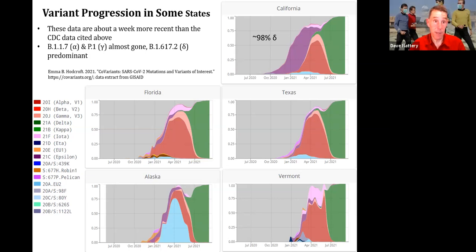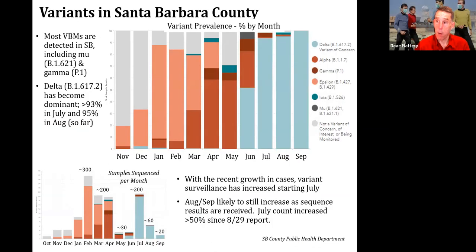I could pick any states and they'd all be pretty much all Delta. So the green here, but these are the biggest ones. In California, in the last reporting, it's 98% Delta. And in Santa Barbara, not a different story.